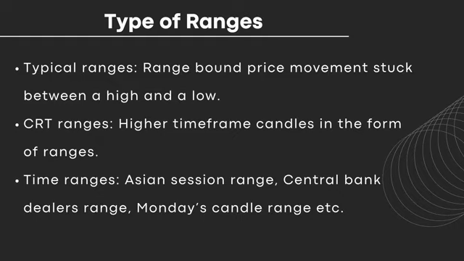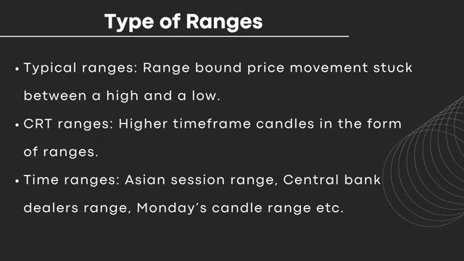Typical ranges are basically range-bound price movement stuck between a high and a low, which I just showed you earlier, right? And knowing about typical ranges will help you understand the rest of the types and the rest of the examples even better, right? Now we don't use typical ranges that much, and pretty rarely are they ever needed, but the rest of the ranges are derived from their fundamental dynamics, so it's best to learn about it as well, right?